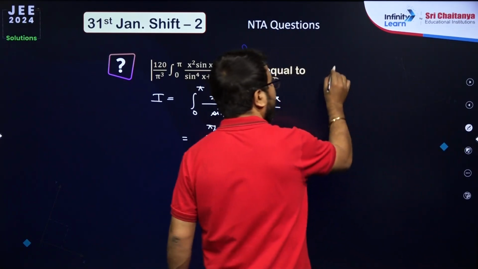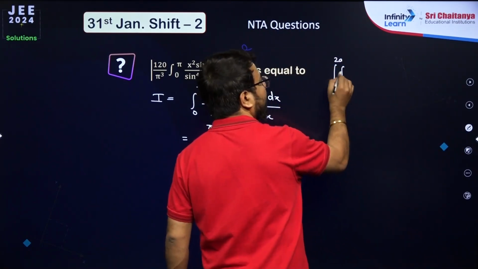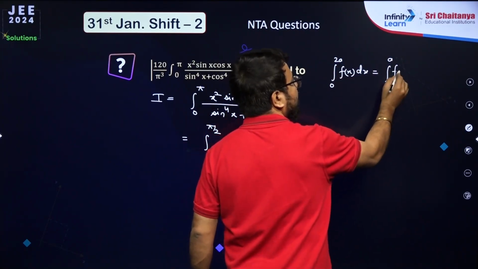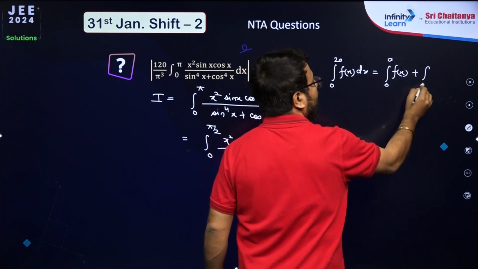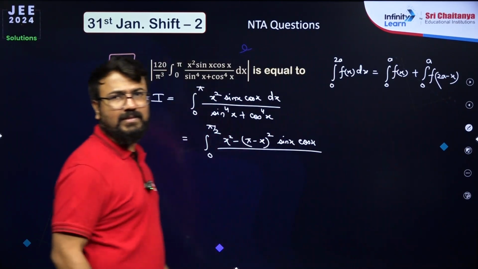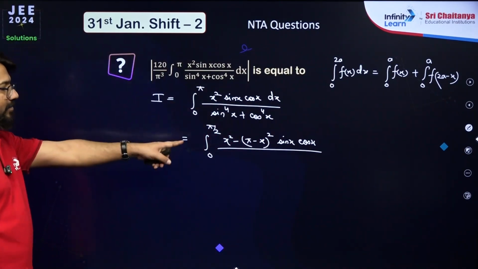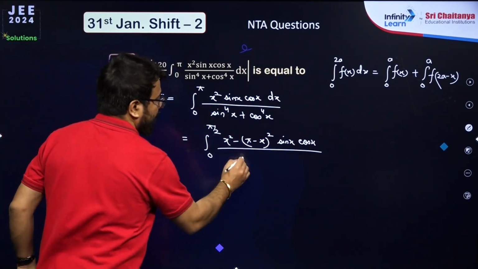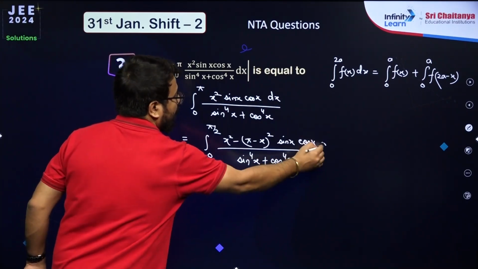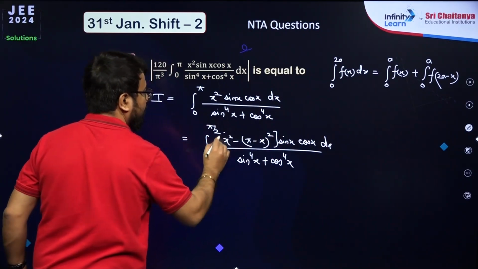Do you remember this property? I am applying the property: integral 0 to 2a of f(x) dx is equal to integral 0 to a of f(x) plus integral 0 to a of f(2a minus x). But if I do f of 2a minus x, that will become negative. So in between it is negative, with sin 4 plus cos 4 in the denominator. I hope you understood this.